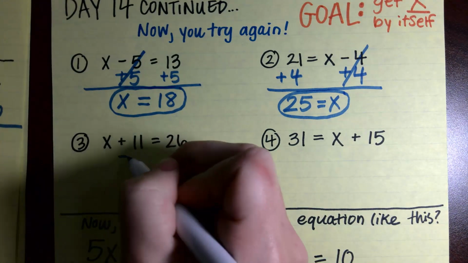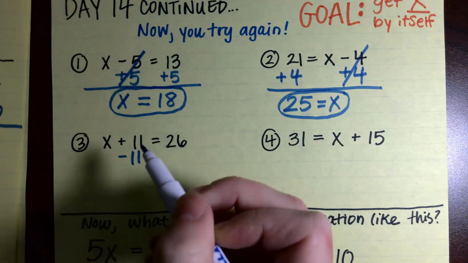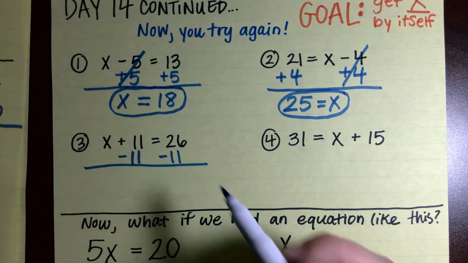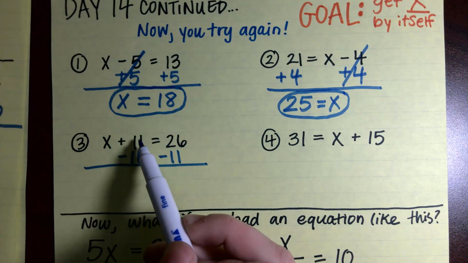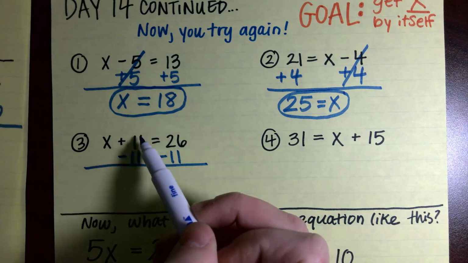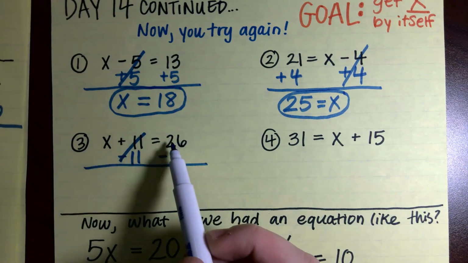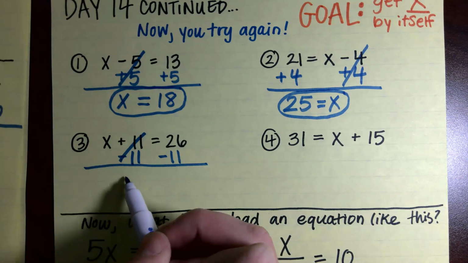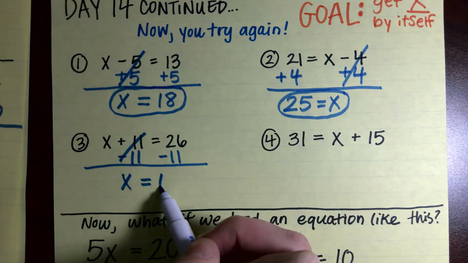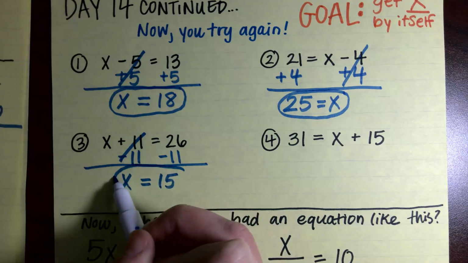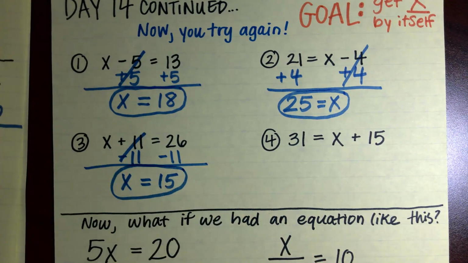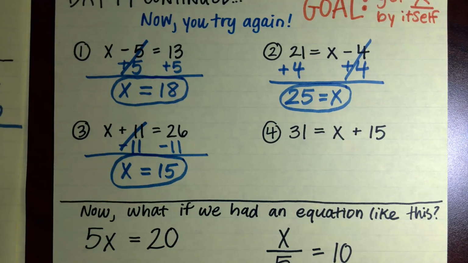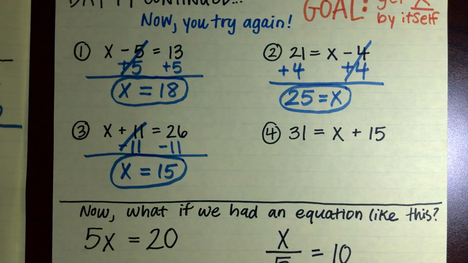Yes, we're going to subtract 11 so that we can get rid of it. We've got to do it to both sides. So what is going to happen with my 11s? They're going to cancel. Now what is 26 minus 11? 15. So I am going to get x equals 15. All right. Is anybody confused about anything on number 3? Okay, if not, we're ready to move on to 4.